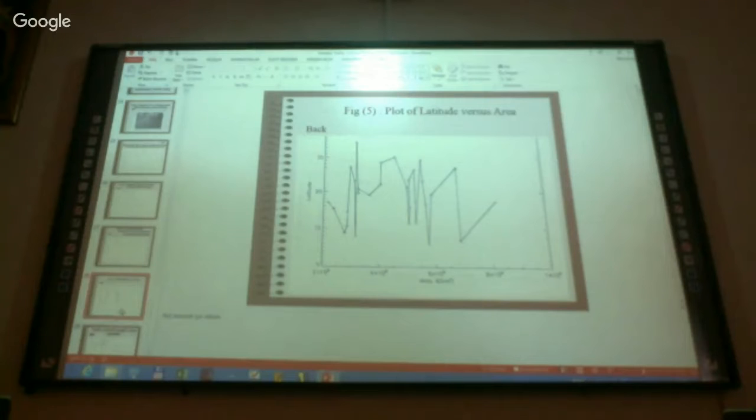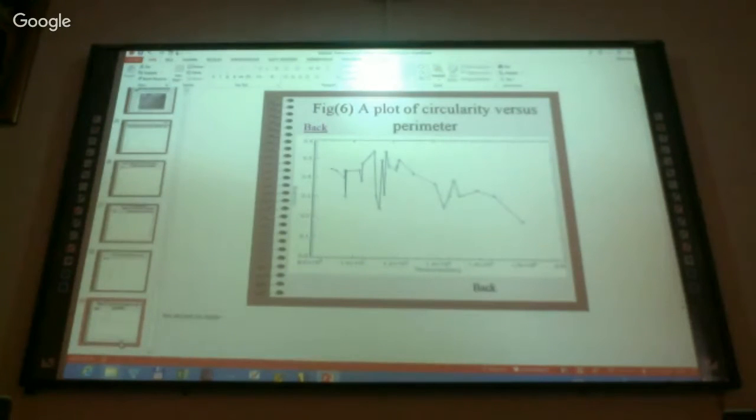And this is the plot of the latitude versus area. It shows that the cells are symmetrically situated about 50-degree latitude, and we observe two minima at 20-degree latitude. And this is the circularity versus perimeter. It shows that mid-range cells are more circular compared to the extremes. This is explained very well because the supergranular outflow pressure decreases with increasing radius, so the smaller cells tend to be more circular compared to the larger cells.